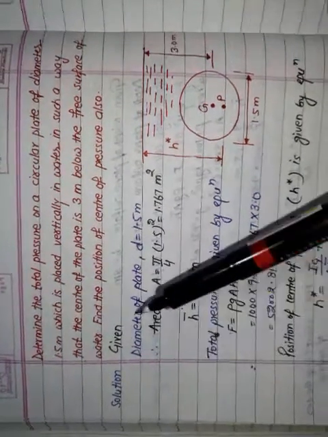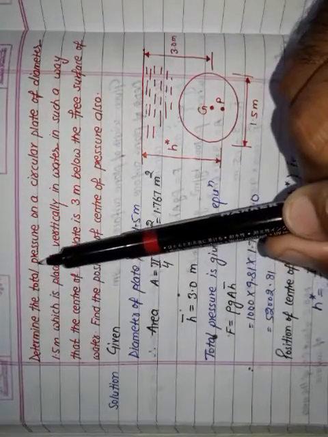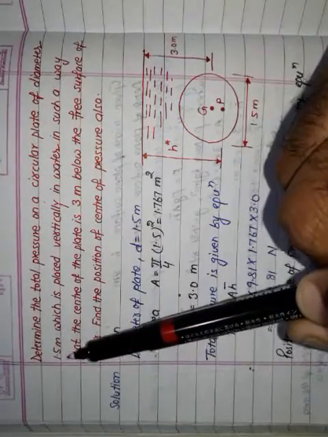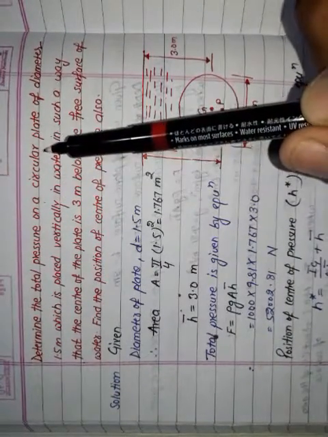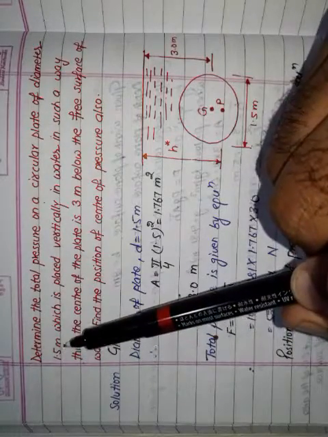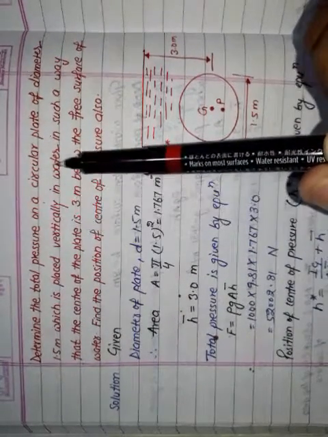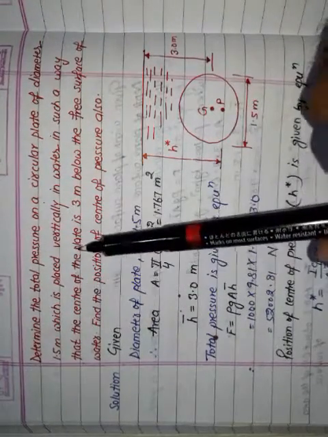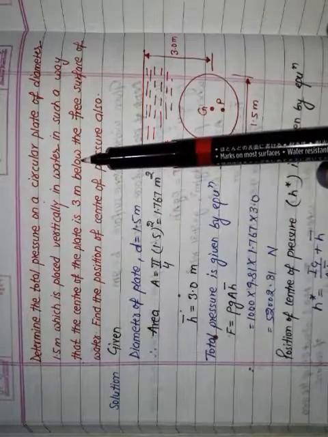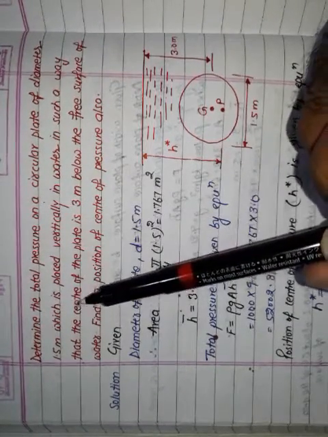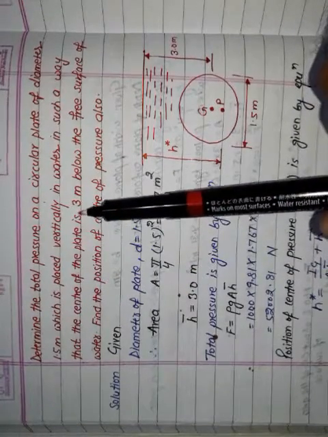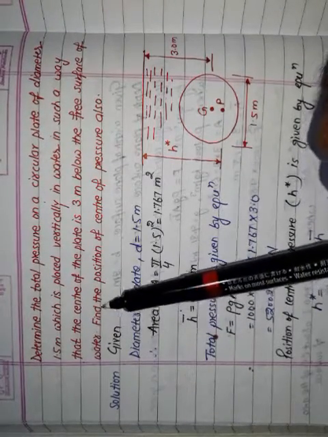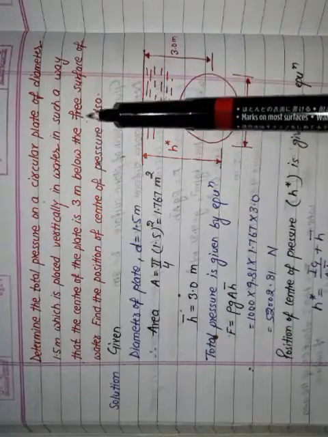The statement of the numerical is: determine the total pressure on a circular plate of diameter 1.5 meter. Now the plate is circular and its diameter is 1.5 meter, which is placed vertically in water in such a way that the center of the plate is 3 meter below. I repeat this line, the center of the plate is 3 meter below the free surface of water. Find the position of center of pressure also.